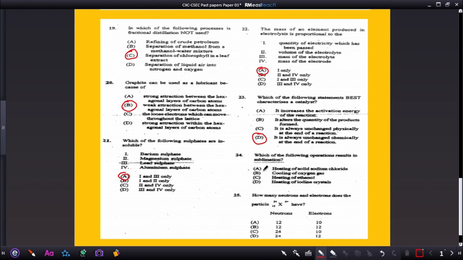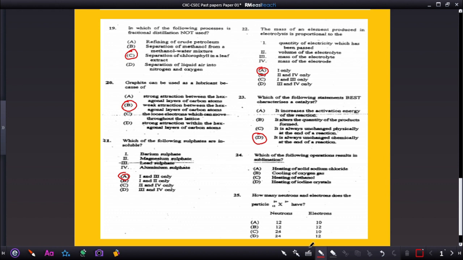24. Which of the following operations result in sublimation? Remember, sublimation is going straight from the solid to the gas. It does not take part in the liquid phase. So it's from solid all the way to the gas. A. Heating of solid sodium chloride would result in the liquid, the sodium chloride melt. So that's not it.